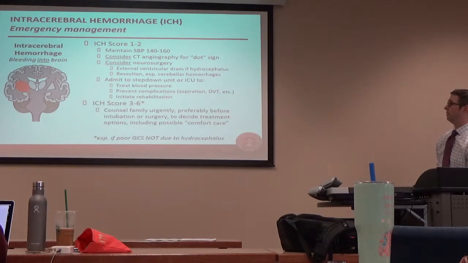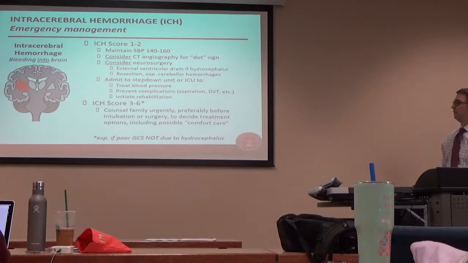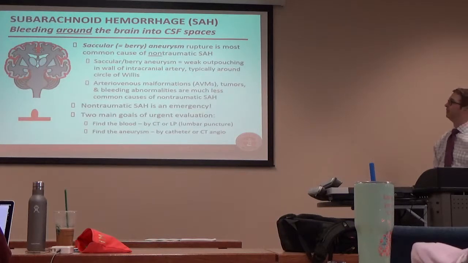We treat their blood pressure, prevent complications, rehab. ICH score of 3 to 6. These are the folks that we're having a sit down, come to Jesus talk with about has the patient ever expressed any wishes, if they were critically ill, and do they have advanced directives, stuff like that, because it may not end so well.